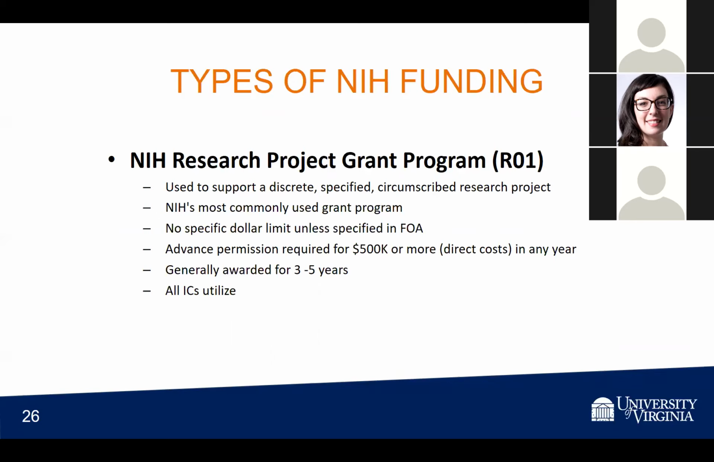This is all the type of stuff that is good to flashcard and work on being familiar with for the CRA exam. So most famously and most commonly, the R01, the NIH Research Project Grant Program. It's the most commonly used grant program. That's something important to note. Used to support a discrete, specified, circumscribed research project. There's no specific dollar amount unless it's specified in the funding opportunity announcement, and typically advanced permissions are required if you're going to propose more than $500,000 in direct costs in any year. They're typically 3 to 5 years in length, and all the institutes and centers utilize this mechanism.